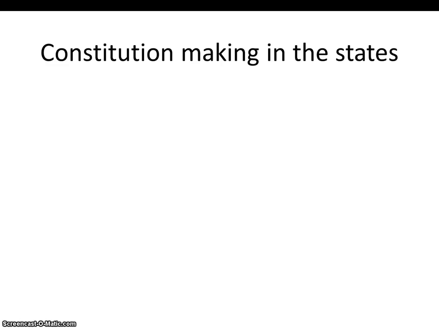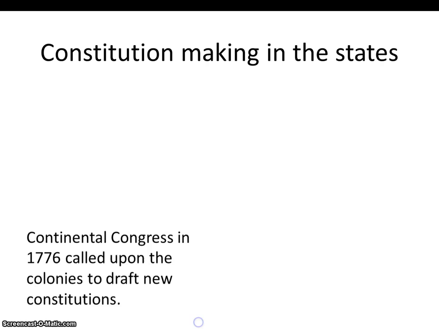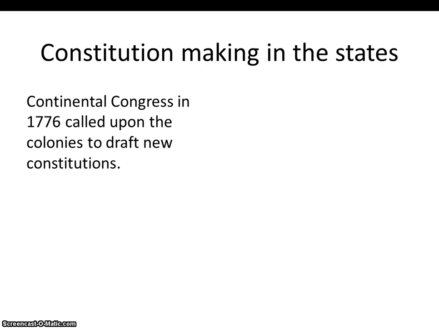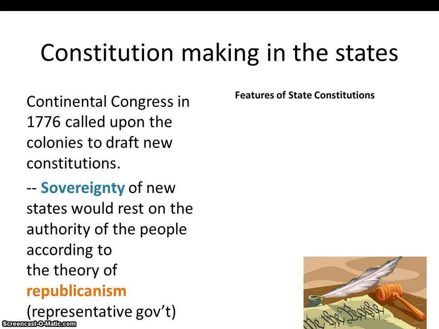So, constitution making started in the United States, in those states actually. The Continental Congress in 1776 was called upon to draft new constitutions. All of these new states had sovereignty, and that authority would rest with the people, according to the theory of republicanism as it occurred in the United States.